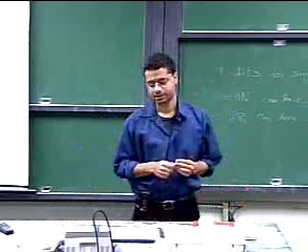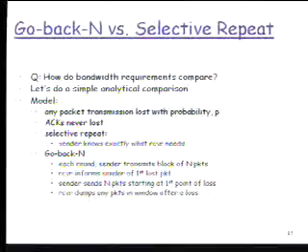Intuitively we know that the bandwidth requirements for Selective Repeat are going to be lower than Go-Back-N. So under what scenarios would Selective Repeat perform better than Go-Back-N? Suppose you have a perfect channel where nothing gets lost, nothing gets dropped. Is there going to be any difference between Go-Back-N and Selective Repeat?